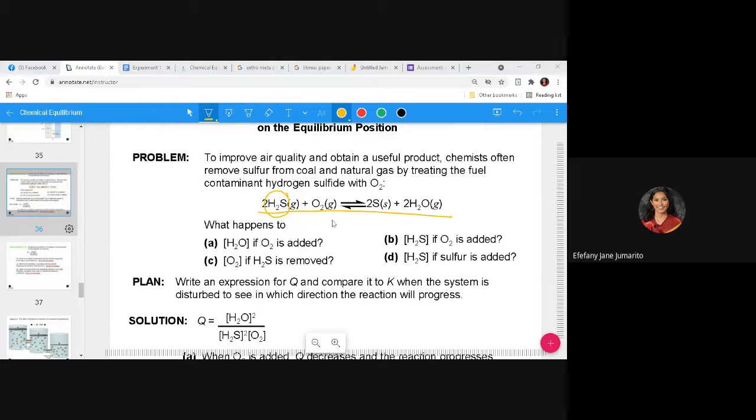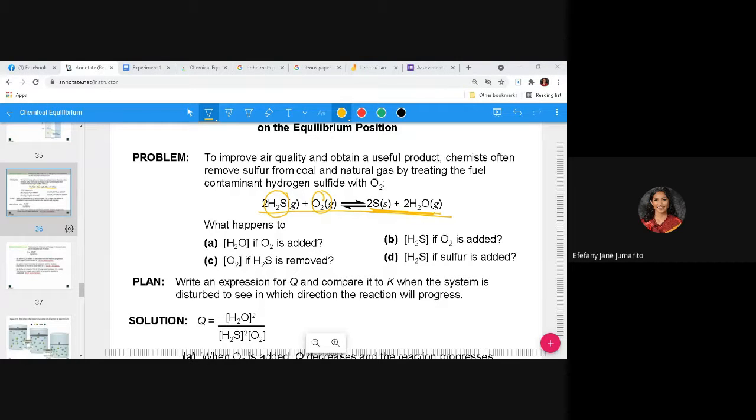Okay. Now, what will happen to this one, H2S, if we add O2? Makaproduce guro siya sulfur dioxide or, okay, water. So this is already the equation. The product is this one, sulfur, and then we have our water. Okay, so what will happen?